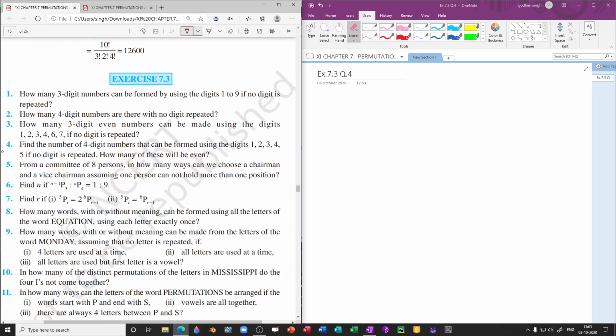Exercise 7.3, question number 4. Find the number of 4-digit numbers that can be formed using the digits 1, 2, 3, 4 and 5 if no digit is repeated. How many of these will be even? So solving question number 4.